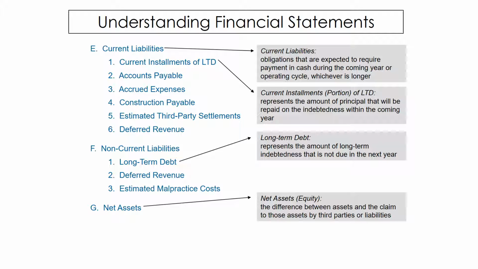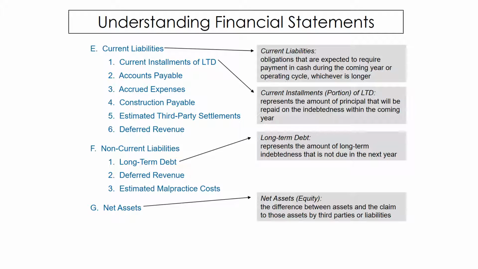Then we have our non-current liabilities. And this is our long-term debt. So this represents the amount of long-term debt that is not due in the next year. If you remember back up to the current liabilities, we have the piece of our liabilities that represents the payments for our debt that is due in the next year. Well, this represents the other payments that are going to be due in the years after that.